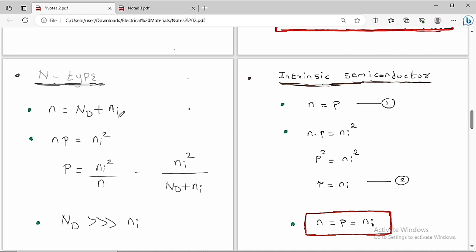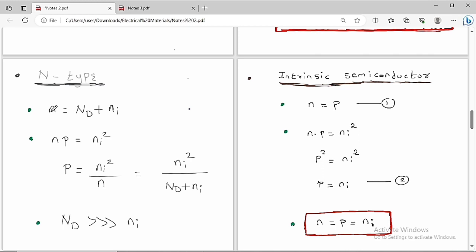What is ni? ni is nothing but this number of free electrons, which occur in the conduction band before doping because of thermal energy. And ND is the number of free electrons available in the conduction band after doing the doping. So we do a summation. Overall, we get this number of electrons present in the conduction band, which is N. Okay. So now, what is the basic equation that is valid for both intrinsic as well as extrinsic semiconductors, which is N into P is equal to ni square.